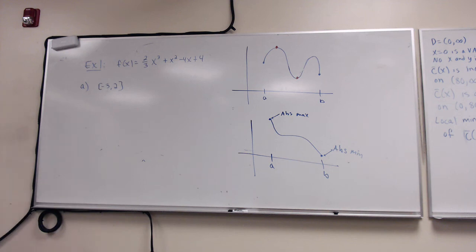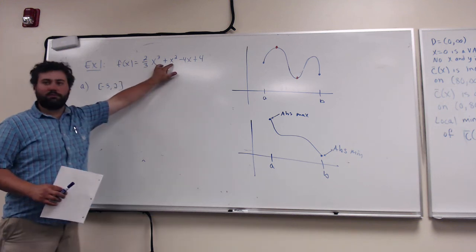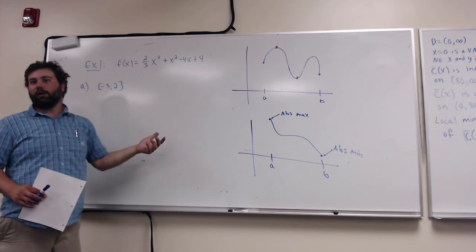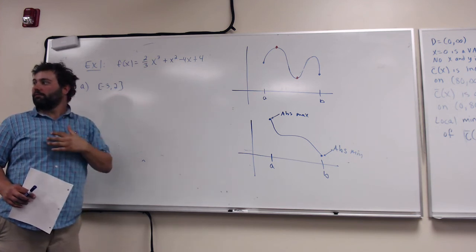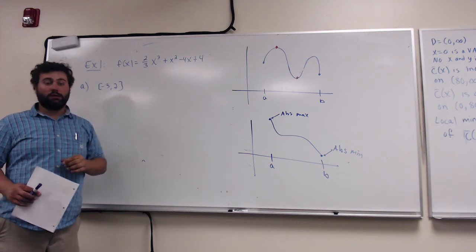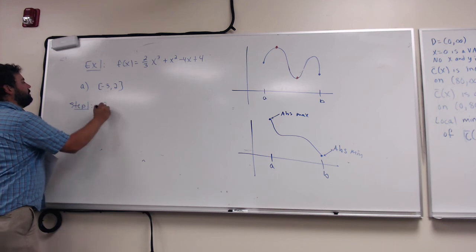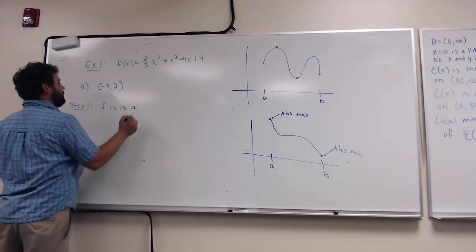Okay, so what does the procedure say step 1 is? Make sure that your function is continuous. Now this is what kind of a function? It's a polynomial. And what do we know about polynomials? They're continuous. All real, yeah, everywhere really. Okay, so I'll write it down. Step 1, f is a polynomial.